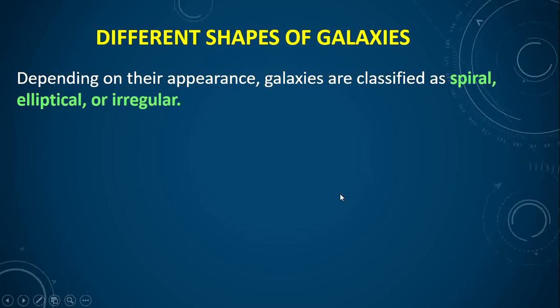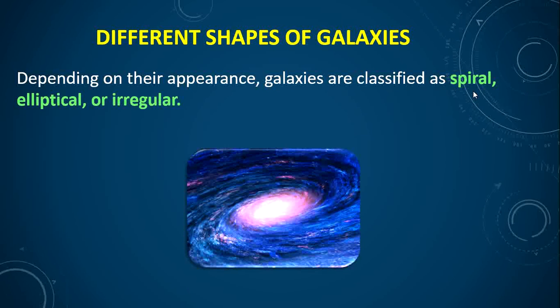Scientists believe that there are 100 billion, that is 10 power 11, galaxies in the observable universe. So here the galaxies are also in different shapes. Depending on their appearance, galaxies are classified as spiral, elliptical, or irregular.